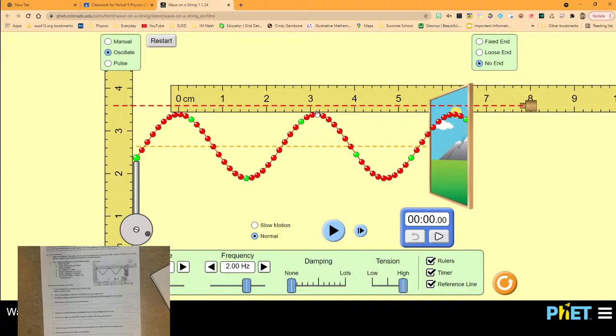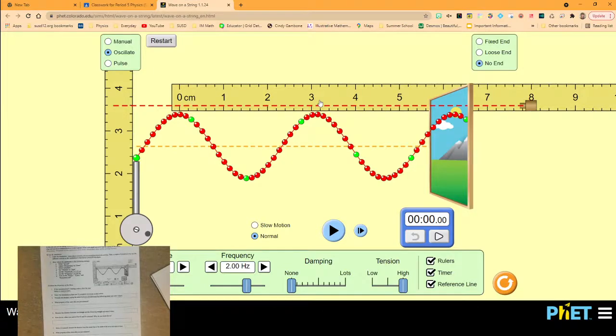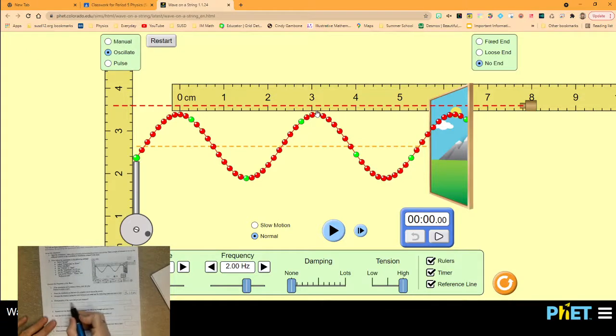I think it looks like 3.1 centimeters. I want you to measure very carefully. Yeah, I'm going with 3.1 centimeters. Make sure you have units. What property of the wave did you just measure? From one crest to the next crest, that measurement is the wavelength.